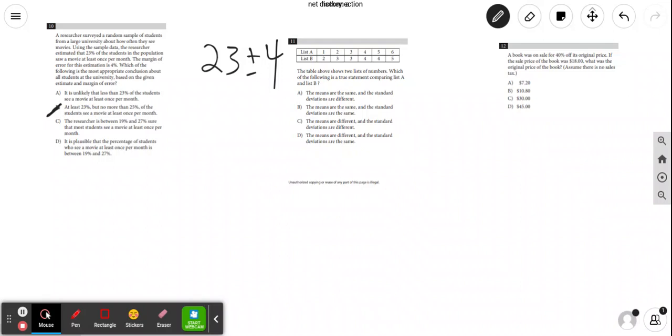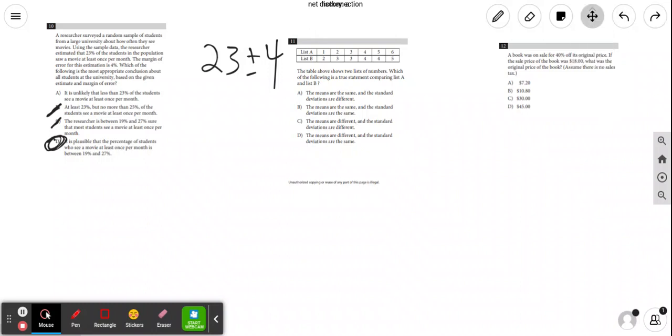Okay. That's not really that. That's different. That's called confidence interval, and that's not what it's talking about. This is different. It's possible for the percentage of students who see a movie at least once per month to be between 19 and 27. This is the right one. It's not the one above it, since A doesn't really make any sense because it's unlikely that less than 23%. That's just mumbo jumbo they're trying to use to kind of confuse you.